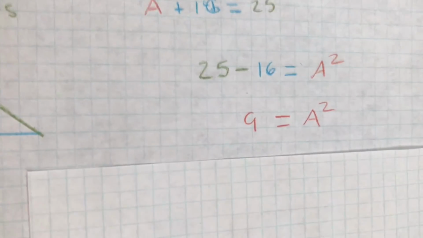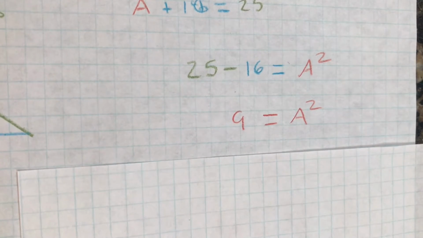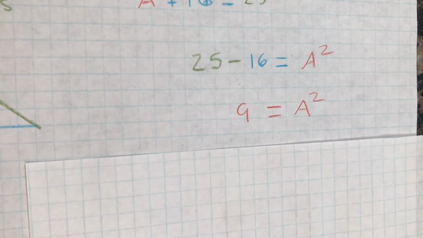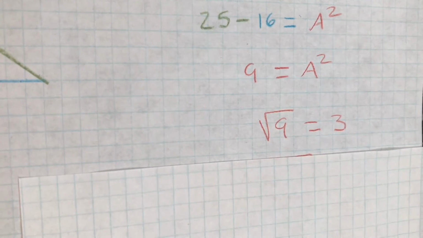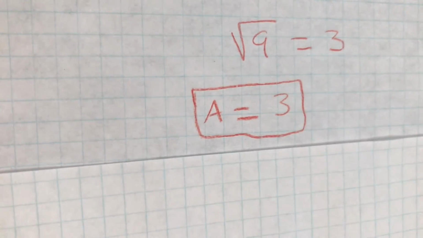Then you'd go here. 25 minus 16 equals 9. 9 equals a squared. Now you're in your last step to finding the missing leg. All you'd have to do is find the square root of 9, which is then equal to 3. Therefore, a equals 3 units.